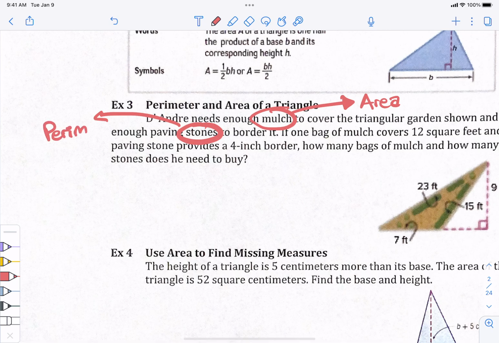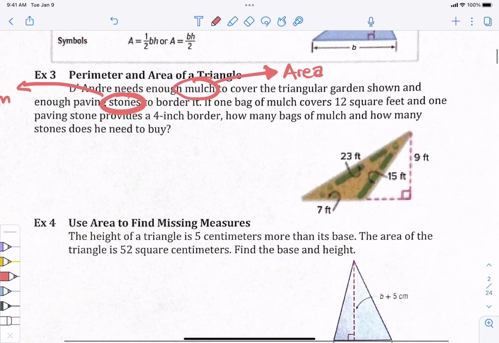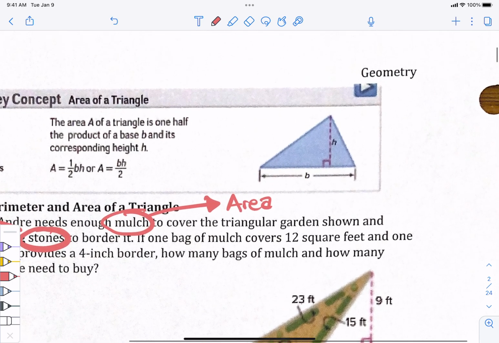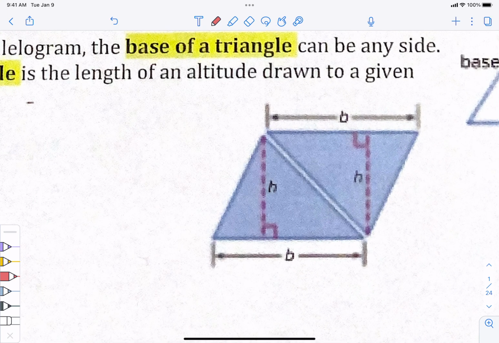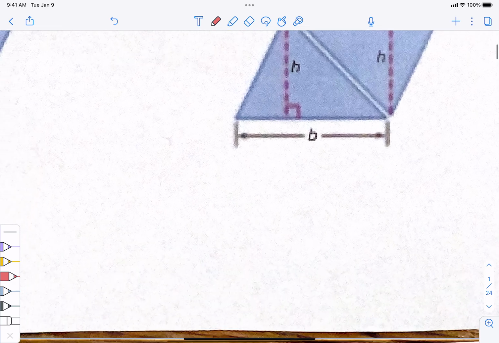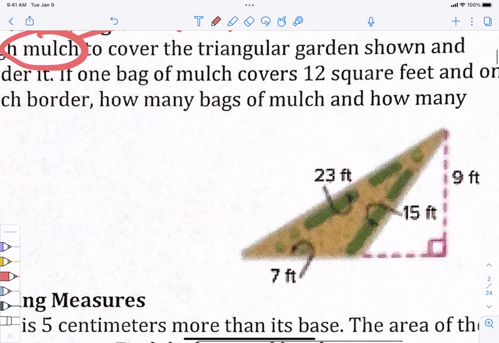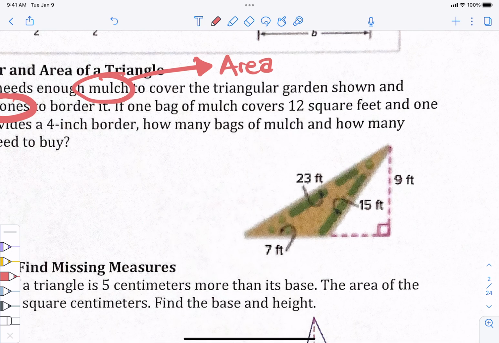Okay. Area, perimeter. So let's just go ahead and find the area and find the perimeter. This is a triangle, so we're going base times height, but then we have to divide that by 2, right? Because a triangle is half the base times height. If you look at the example that we had before, these two triangles together make a parallelogram. So base times height divided by 2. What is the base of that triangle? 7. What's the height? 9.